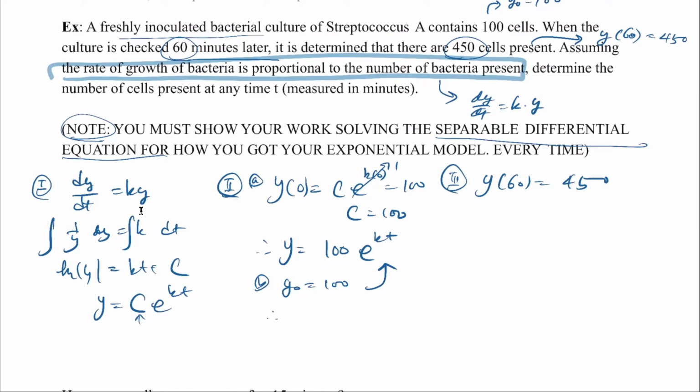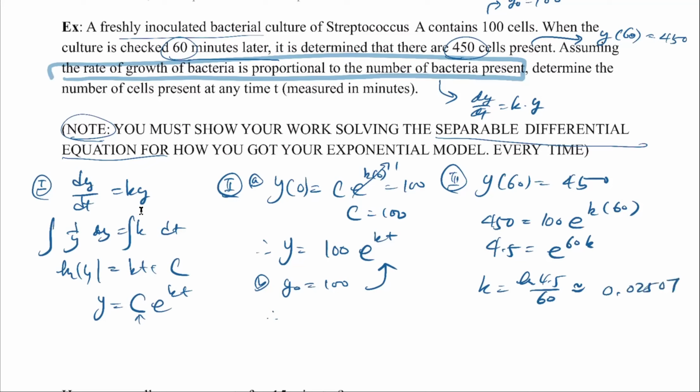So that tells me that it's 450 when you plug in for y, which is equal to 100 e to the k when this is 60. Divide both sides by 100, 4.5 equals e to the 60k. So k is what? ln of 4.5 over 60. That approximately should be 0.02507.